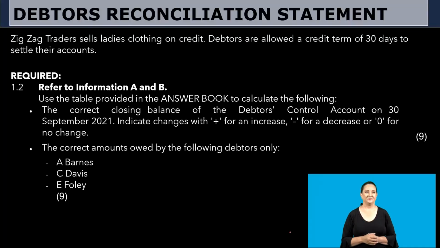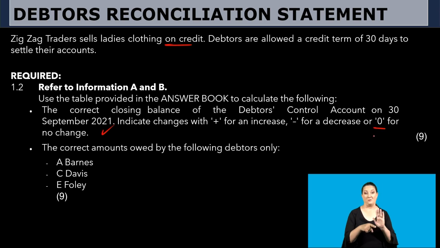The activity that I have reads, Zigzag Traders sells ladies' clothing on credit. Debtors are allowed a credit term of 30 days to settle their accounts. Required, refer to information A and B. Use the table provided in the answer book to calculate the following. Very key that you follow the examiner's instructions. Calculate the correct closing balance of the debtor's control account on 30 September 2021.